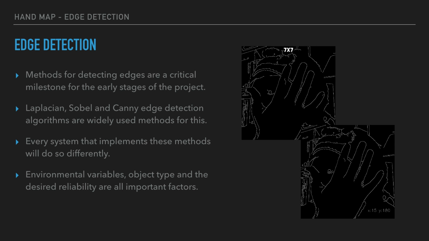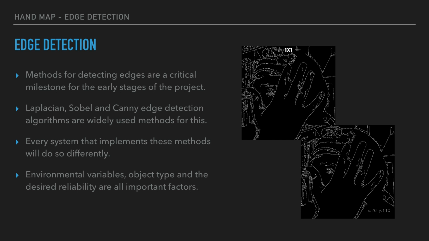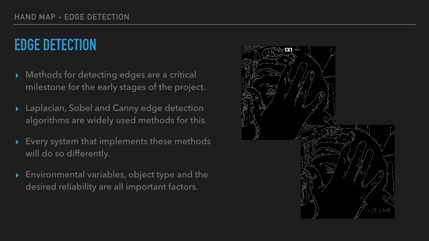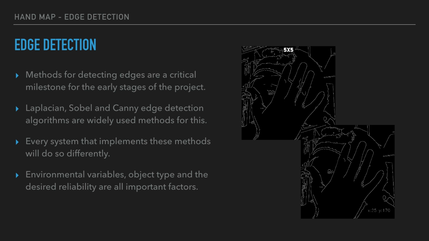Things like environmental variables, object types, and design reliability are all extremely important factors when it comes to picking and choosing the methods I want to use. For example, in the animations you can see on the right, the top image represents the kernel size of a standard Gaussian blur function, whereas the bottom represents the thresholds of the X and Y values for my Canny edge detection. I need to find the optimal locations and variables in which to apply these to my transforms to get the best result. This will typically mean some kind of calibration.